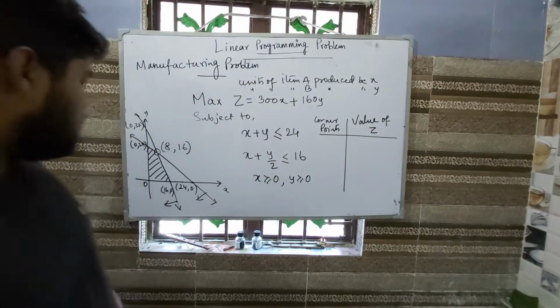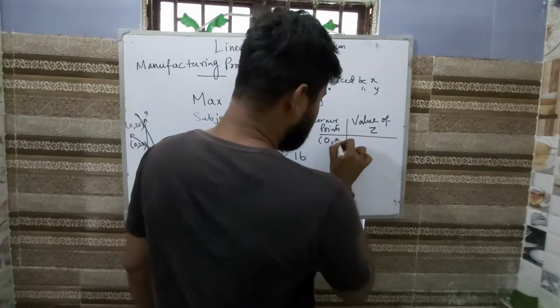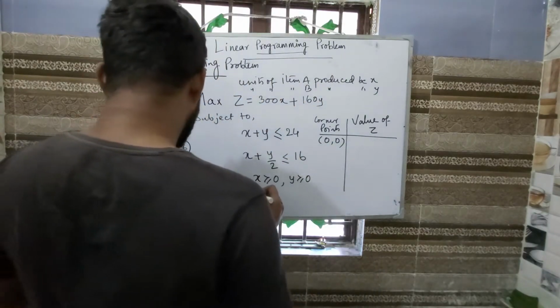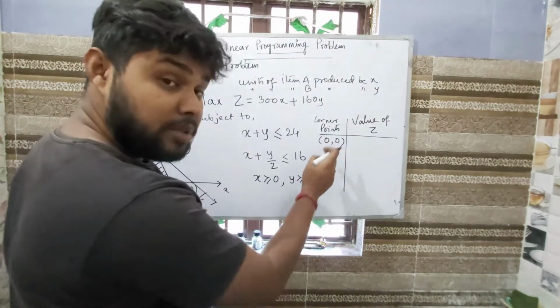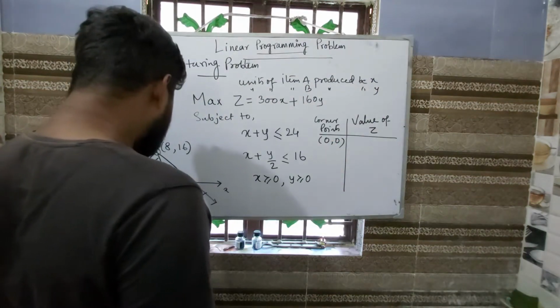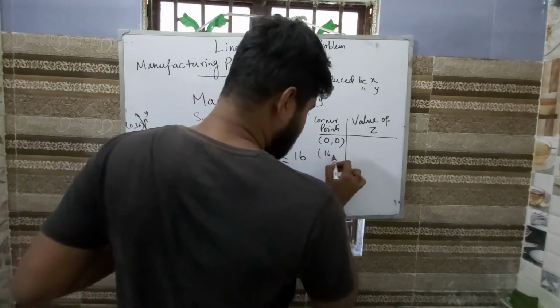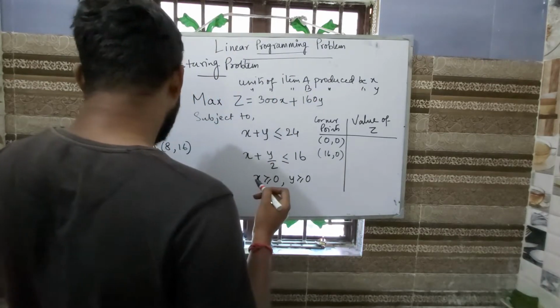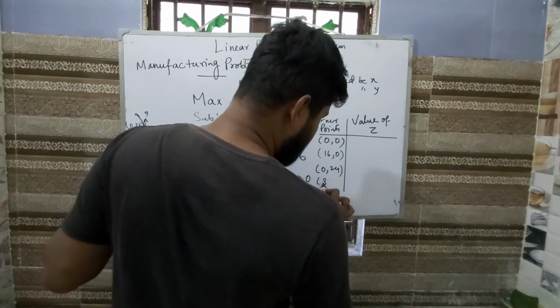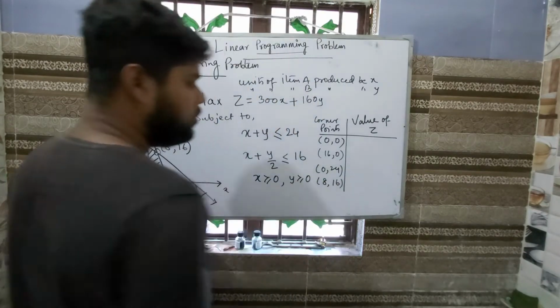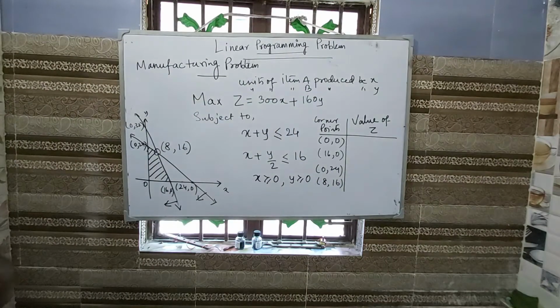So corner points, let me just write it down. So 0 comma 0. Then obviously you see 0 comma 0 doesn't contribute anyway, but ensure you write it. Then I have 16 comma 0, 0 comma 24 and 8 comma 16. Right? So this is all I have.